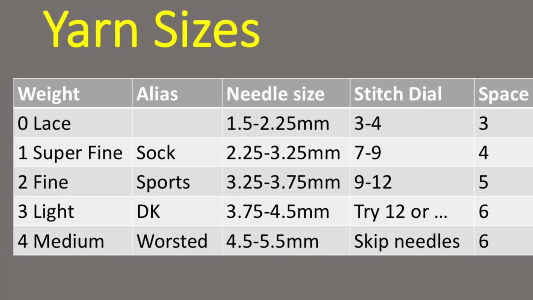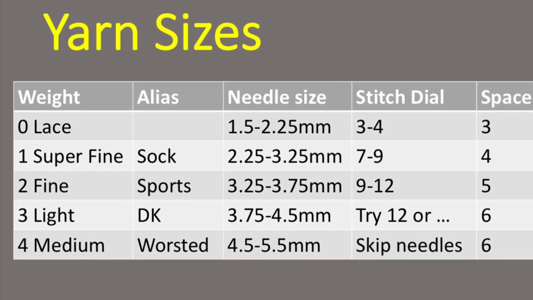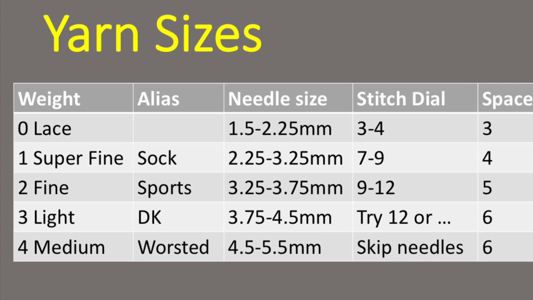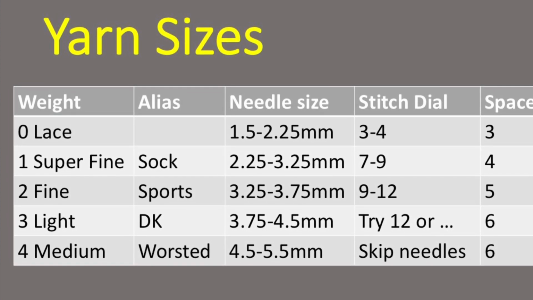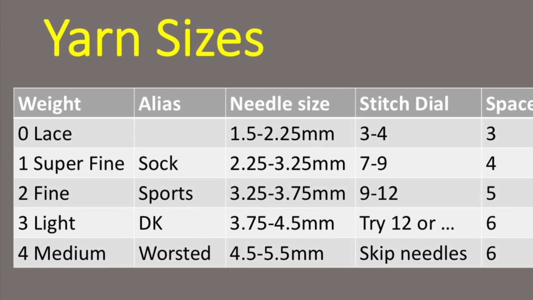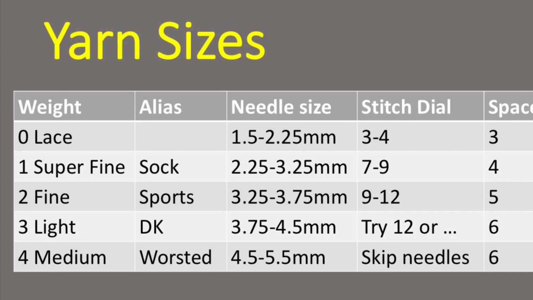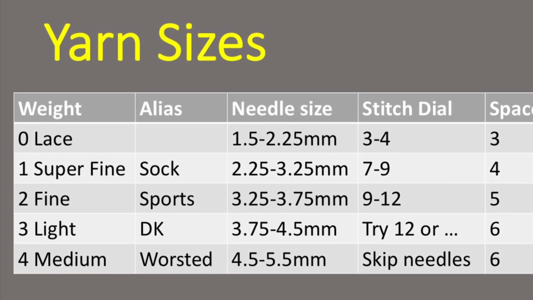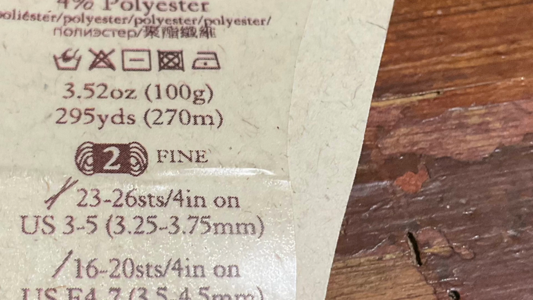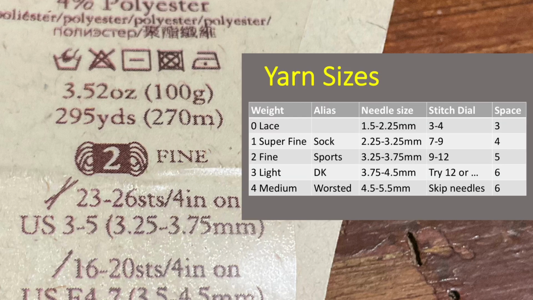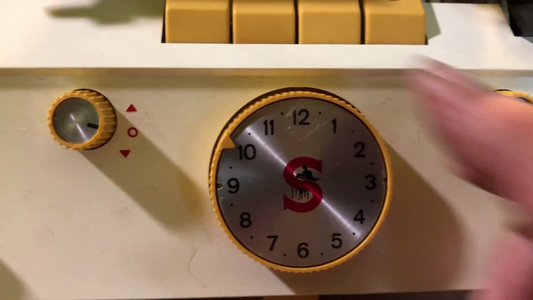The confusing thing for me are the yarn sizes and their impact on the stitch style and the space selector. Most of the time I'm knitting with either sport, which is weight 2 fine, and a stitch style of 9 to 12 with a space of 5, or even thicker yarn where I need to try with 12 or even skip needles. So in this example it's a yarn weight of 2, which would basically go on a stitch size 9 to 12 for regular stockinette knitting.